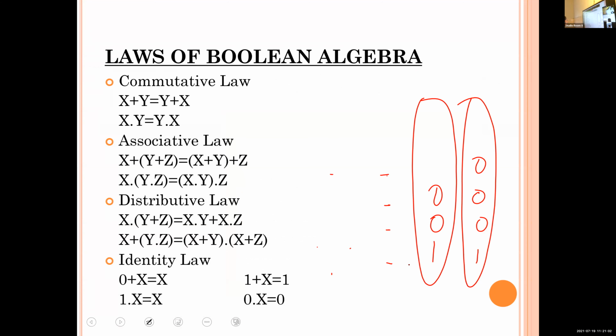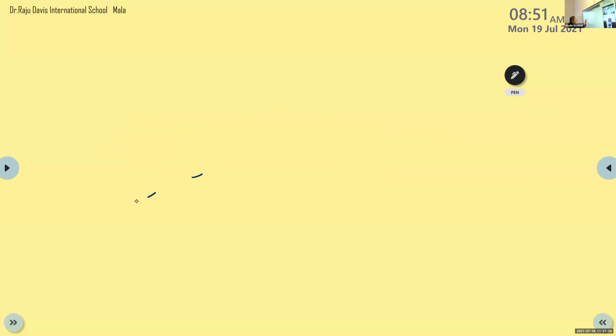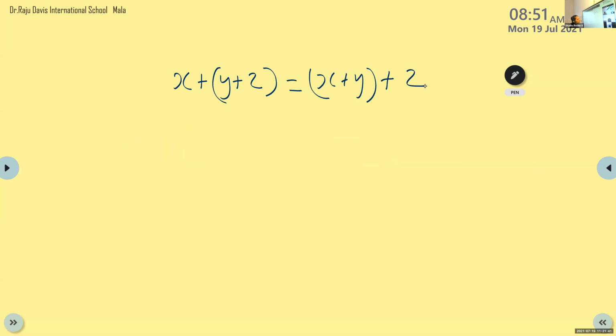Associative law: x + (y + z) = (x + y) + z, and x · (y · z) = (x · y) · z. So our associative law is x + (y + z) = (x + y) + z. That is the first one.